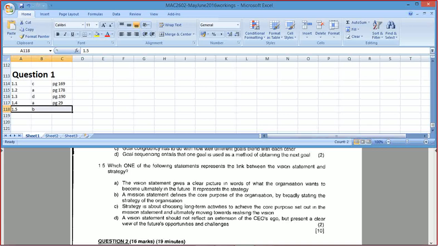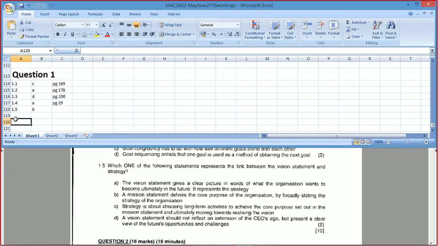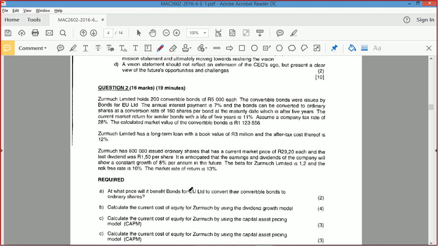There's no real statement in the textbook that actually says link between, unless you found something different. Did you? No, sir, I didn't. Okay, yeah. I'm leaning towards B there rather than the other two. Okay, question 1 completes.